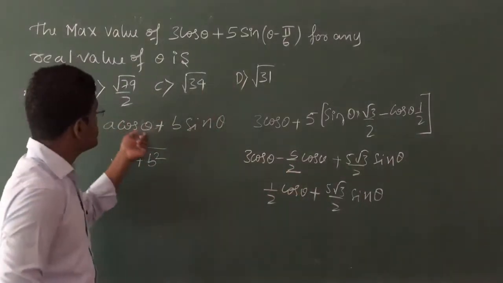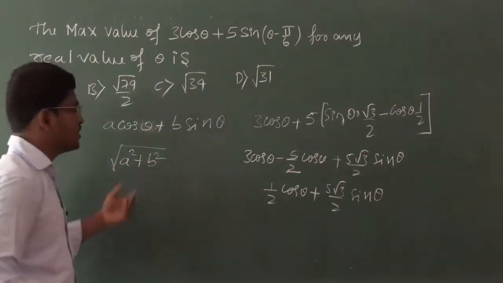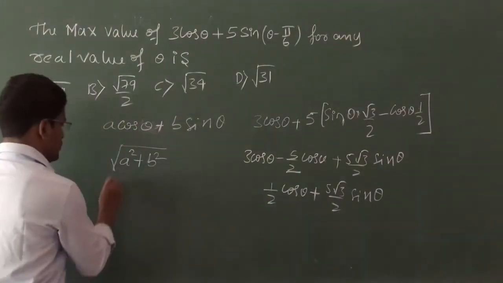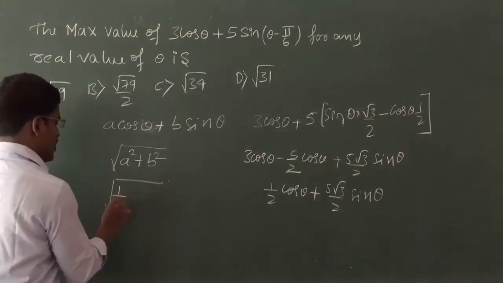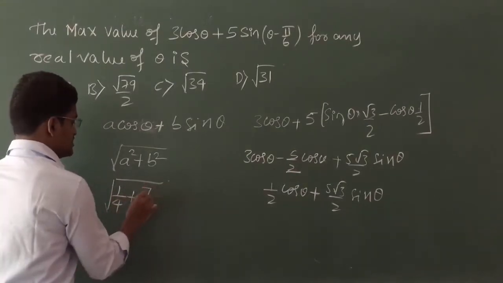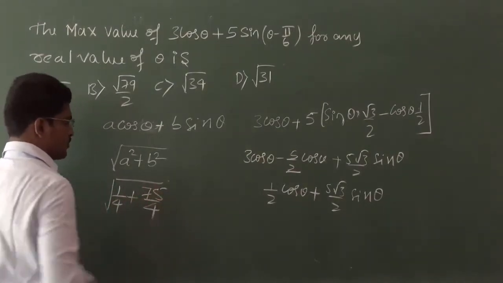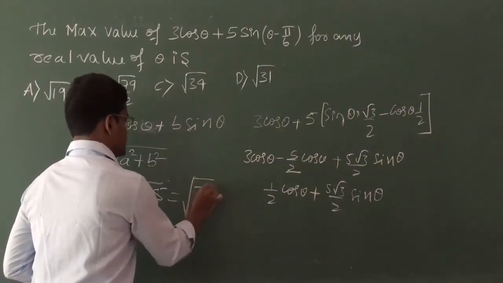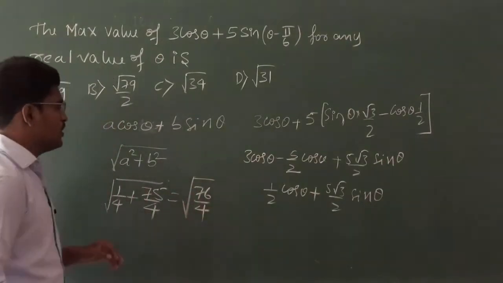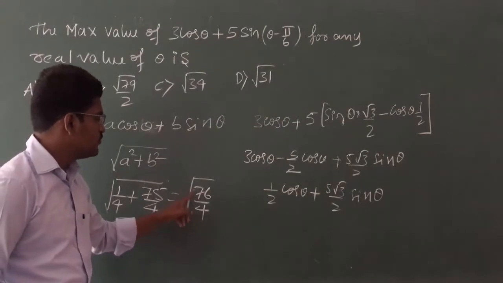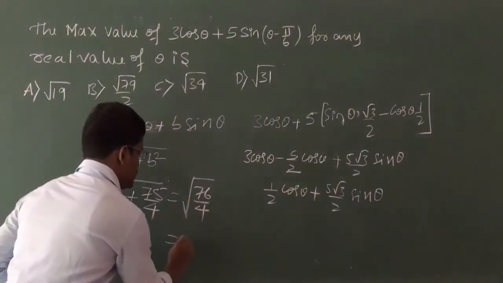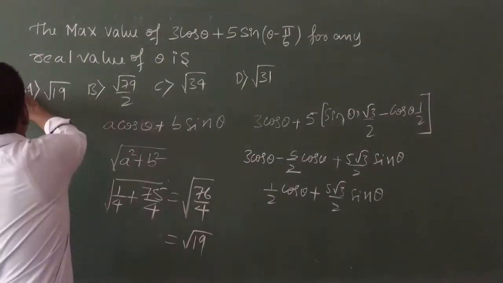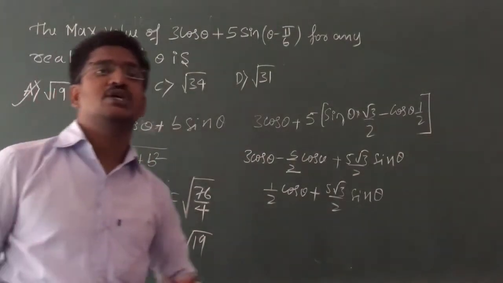In the form of a cos theta plus b sin theta, we know the maximum value is root of a square plus b square. So that is root of 1 by 4 plus 75 by 4. If you simplify this, it will be 76 by 4. Again, if you simplify, 4 into 19, that is root 19. So root 19 will be the answer, that is option A.